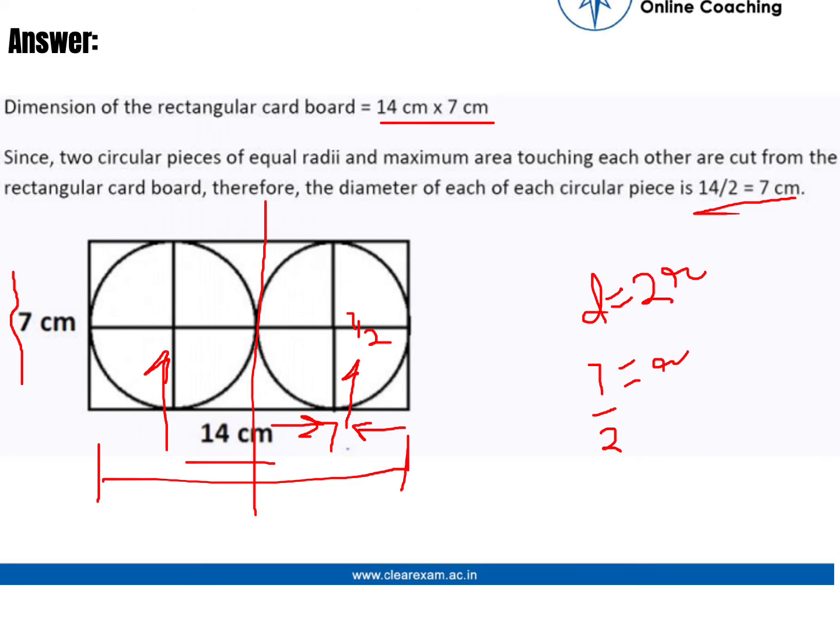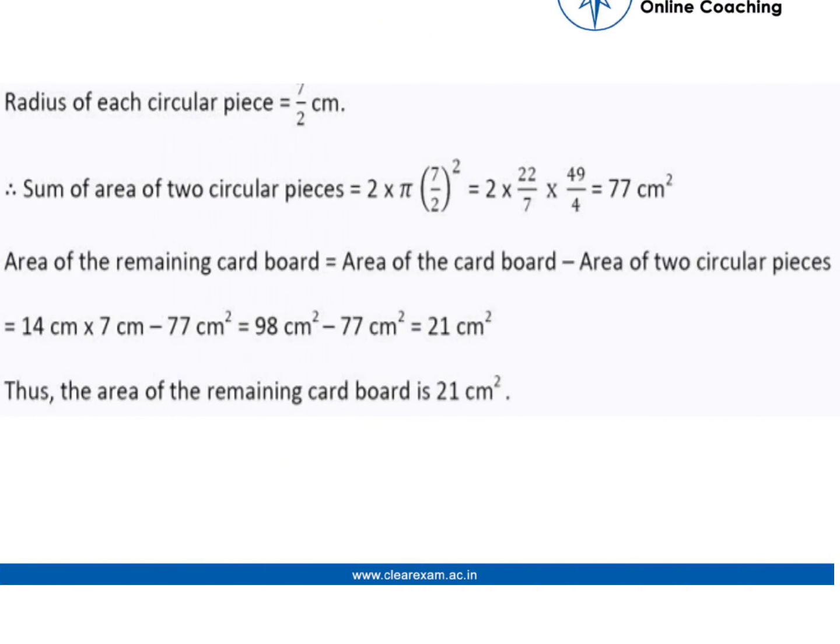So this part is 7 by 2, and this part is also 7 by 2. So the radius of each circular piece is 7 by 2. I have told you in the previous slide how this came.